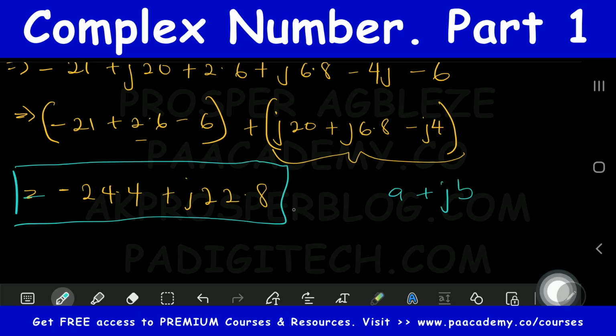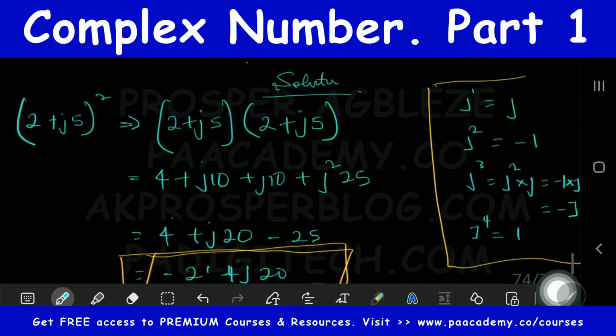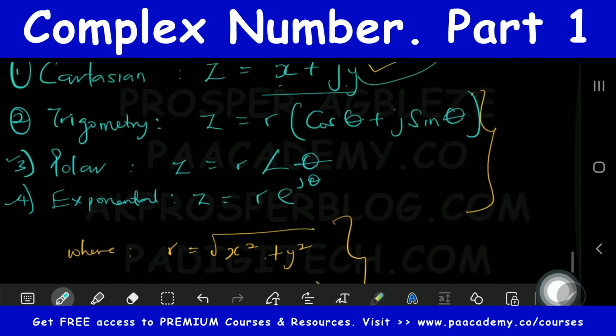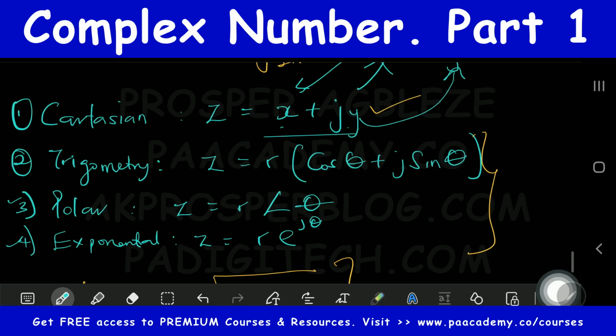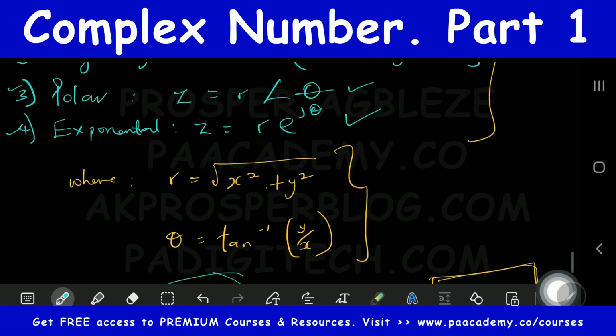Now if you look at this, what we are having is already in Cartesian. So what we are going to do is to convert it to polar and exponential. Now let me go back to the equation I showed you at the beginning of this video in the conversion part. So you can see in polar form, this is what we are going to have, and then in exponential, this is what it's going to look like. So what we need to get now is the value for our r and our angle.